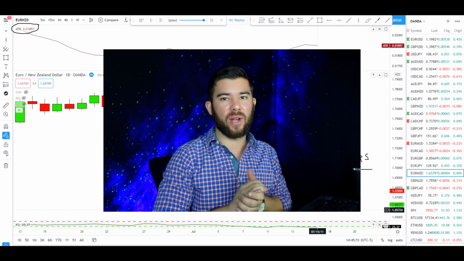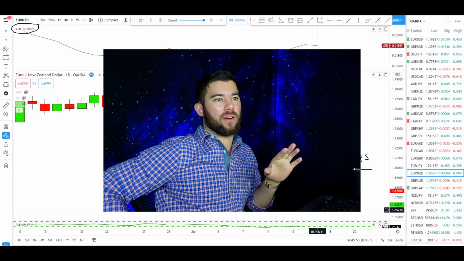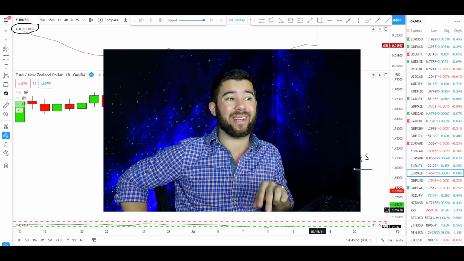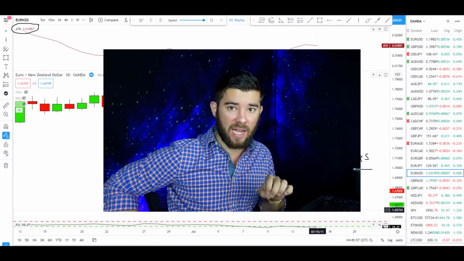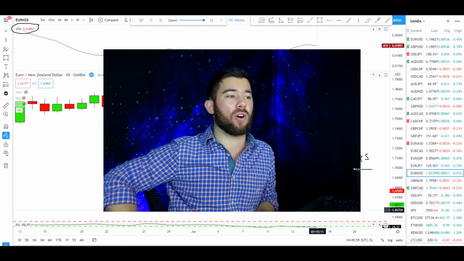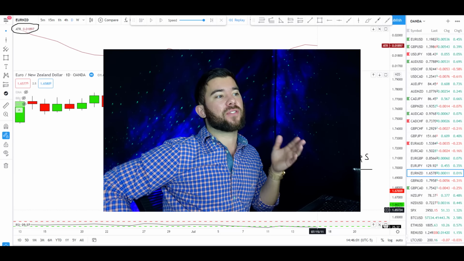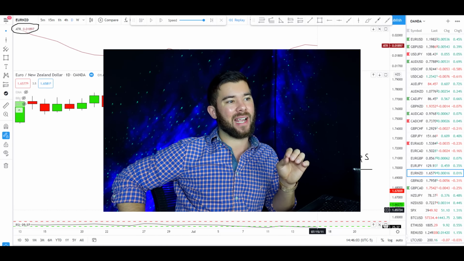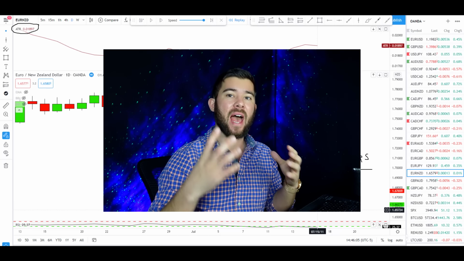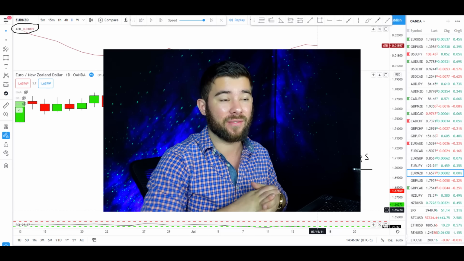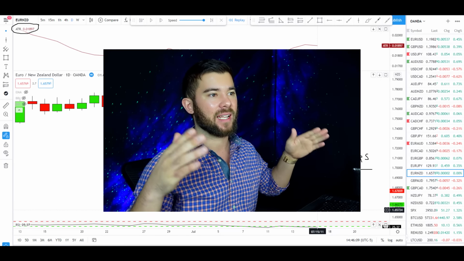The most useful indicator that I have ever found, and with no exaggeration, an indicator that I use every single time I place a trade, is the ATR indicator. ATR stands for average true range, and what this indicator does is gives you the average movement of price out of the last 14 candles.